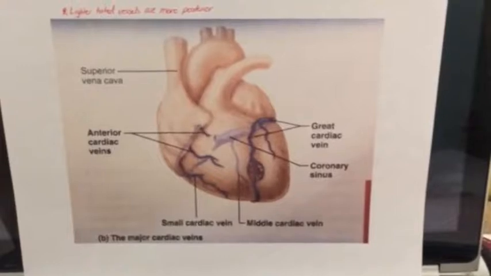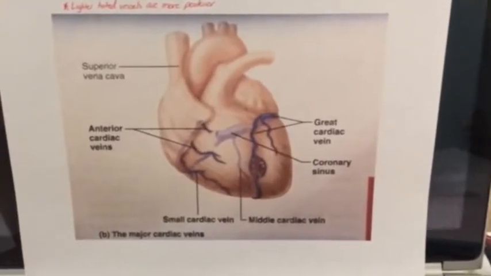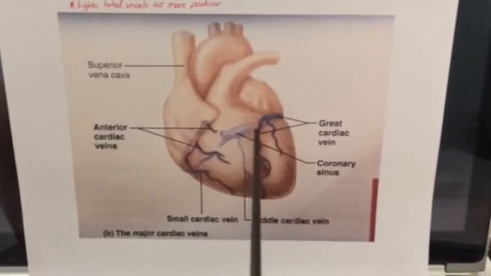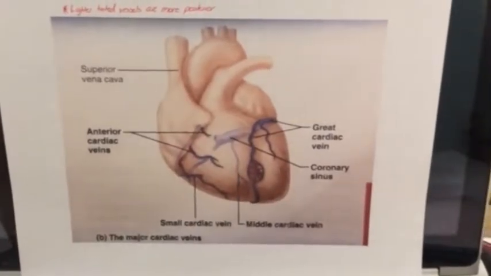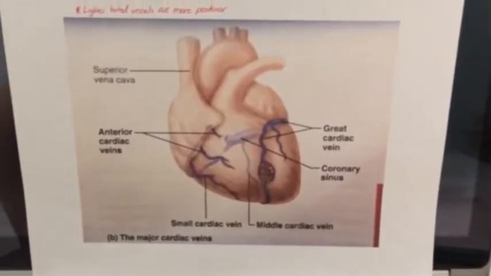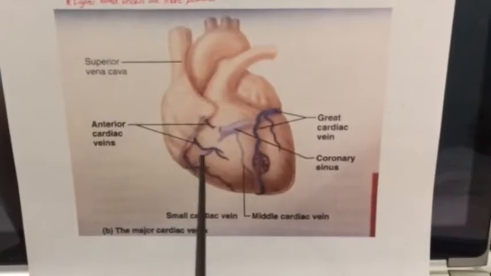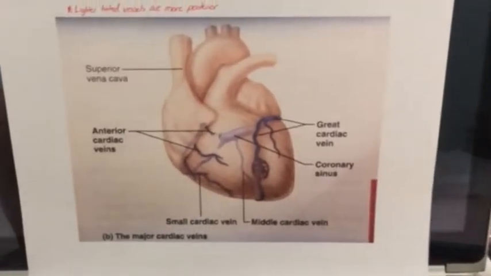inferior margin of the heart and the lower right side of the heart. You also have the coronary sinus, which is composed of the great, middle, and small cardiac veins, and the anterior cardiac veins, which drain the right side of the heart.